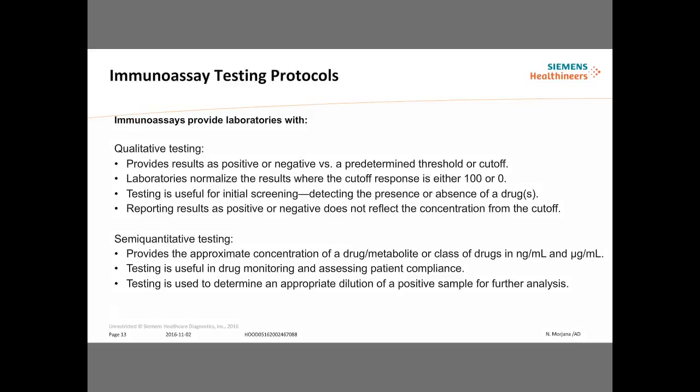Immunoassay testing protocol. Immunoassays give you two types of results. One is qualitative testing, which provides the sample result as positive or negative versus a predetermined cutoff or threshold.